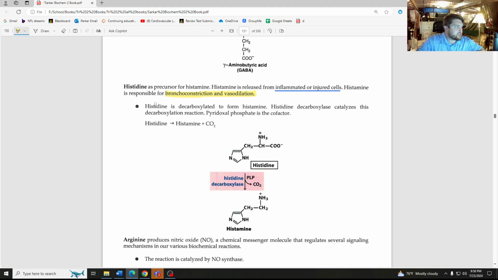Histidine is decarboxylated to form histamine, and histidine decarboxylase catalyzes this reaction. So again, remember the enzyme. Pyridoxal phosphate is the cofactor, so I'll want to remember those guys. Most often, pyridoxal phosphate is the cofactor that we're going to be using. That's wrong. It should say coenzyme, not cofactor, because cofactors are metals. Pyridoxal phosphate is the coenzyme.